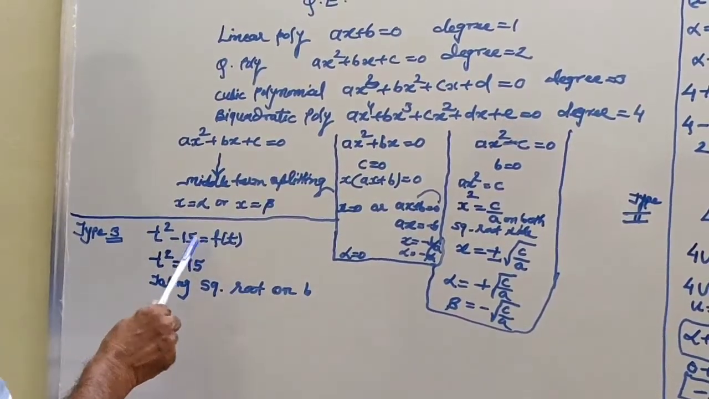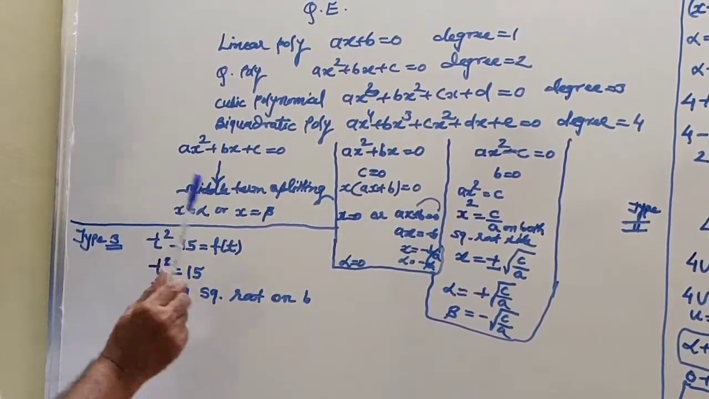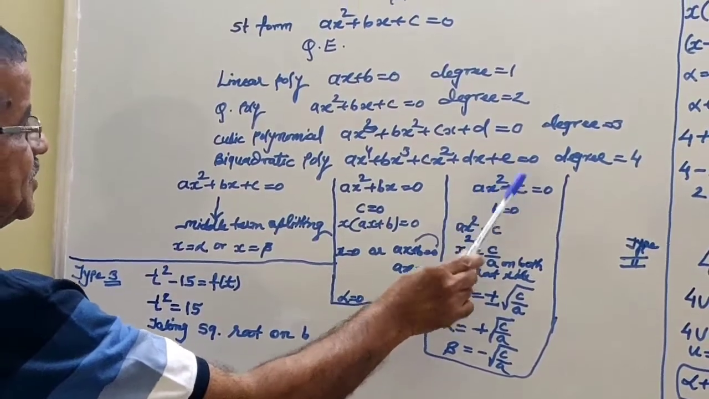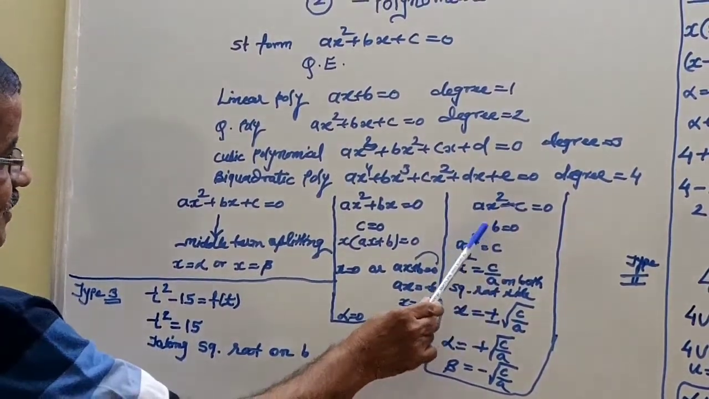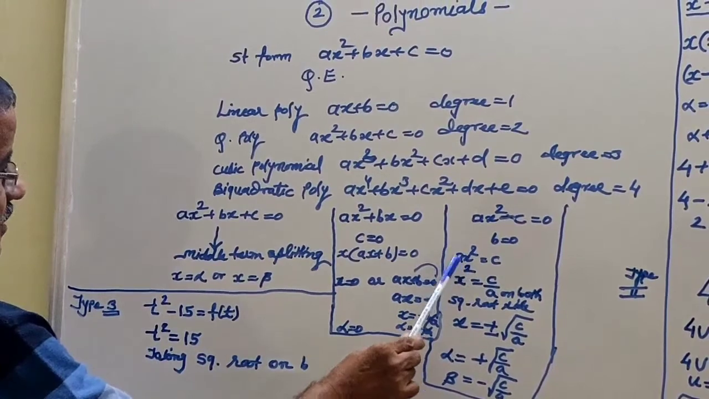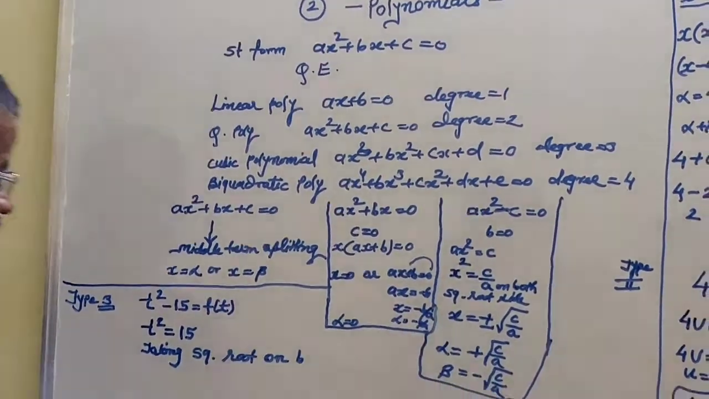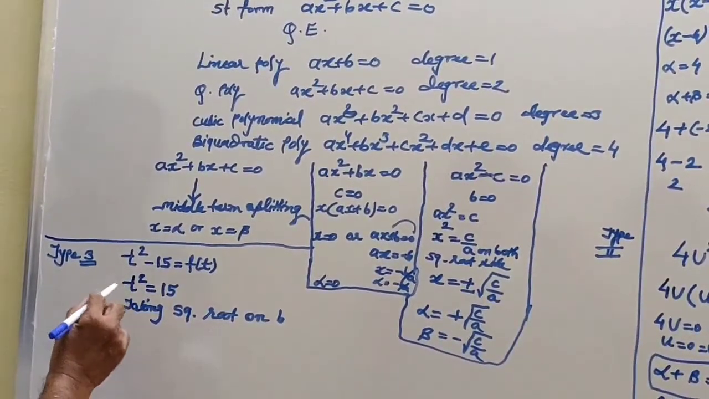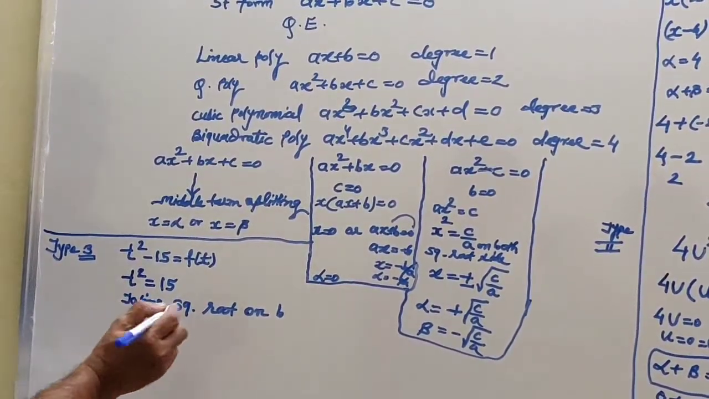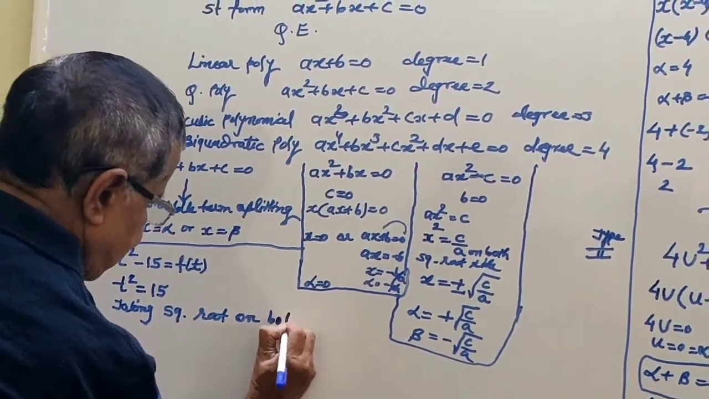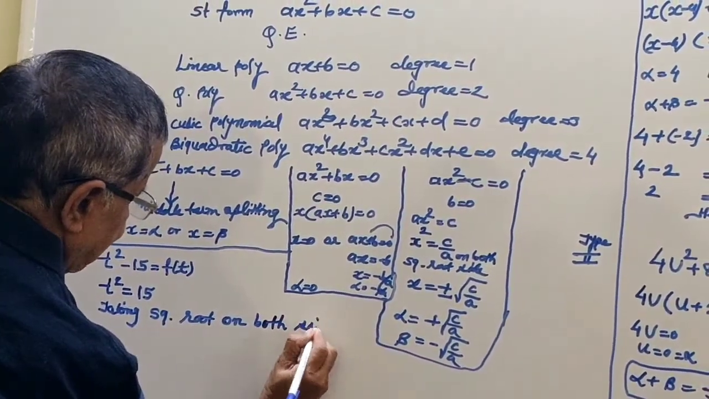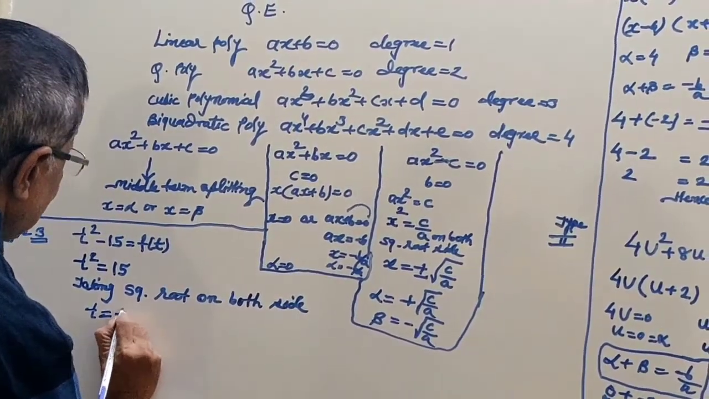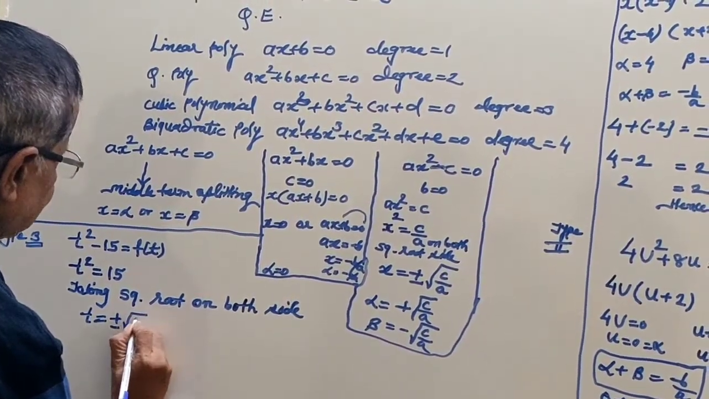t square minus 15 is equal to f of t. This is the third type, that is of the form a square minus c is equal to 0. In this case b is equal to 0. We will transfer c to that side and then take the square root on both sides. So t square is equal to 15. Taking square root on both sides, what I will get is t is equal to plus minus root 15.